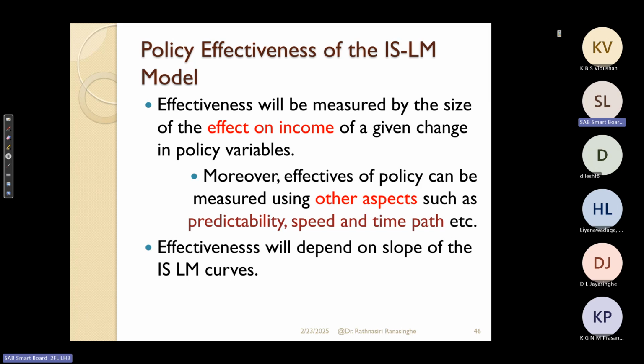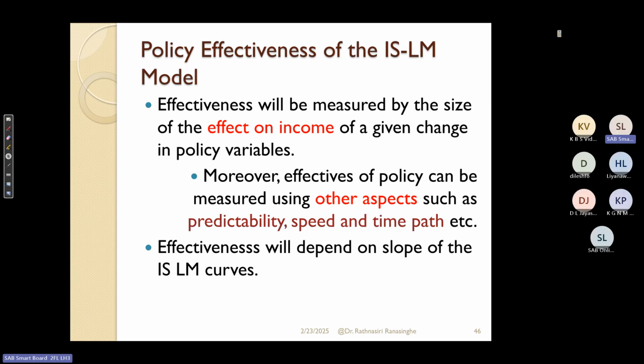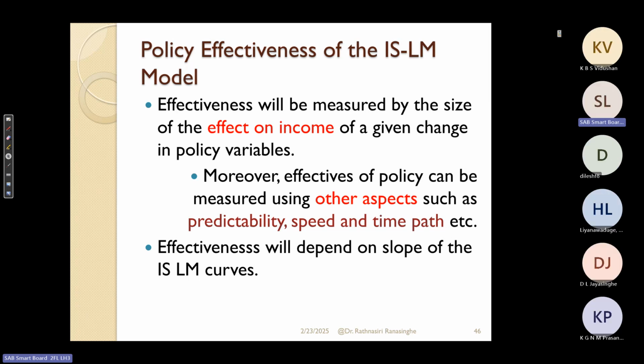Now, there are certain other aspects that we look at when we talk about the policy effectiveness. Basically, the effectiveness of the policies we can check by predictability. We can clearly forecast the impact on the economy, and we can identify that those policies are effective. And also sometimes the time basis. Even though some policies are implemented, we know that it takes a long time to take effect.